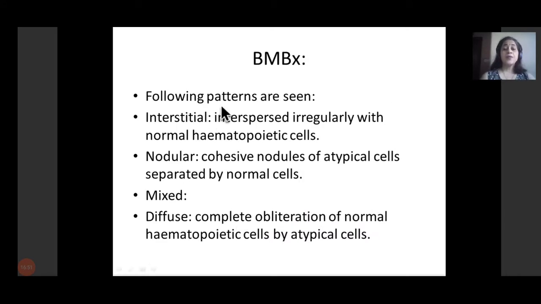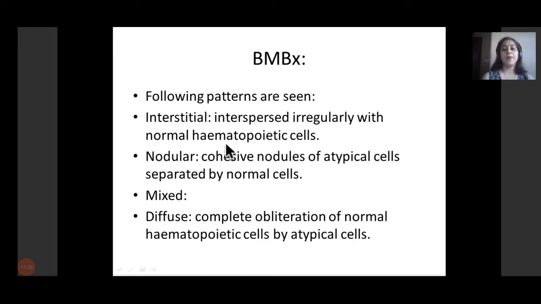The next is, along with the bone marrow, we do the bone marrow biopsies. In the bone marrow biopsy, again at the baseline, we have to see the deposition of these lymphoid cells in various locations. It could be interstitial, it could be nodular, it could be mixed, or it could be diffuse. This interstitial pattern is where we see the cells irregularly dispersed throughout the interstitium and mixed with the normal hematopoietic cells. Fortunately, this is the most common pattern of the CLL cells to be dispersed in the bone marrow biopsies.